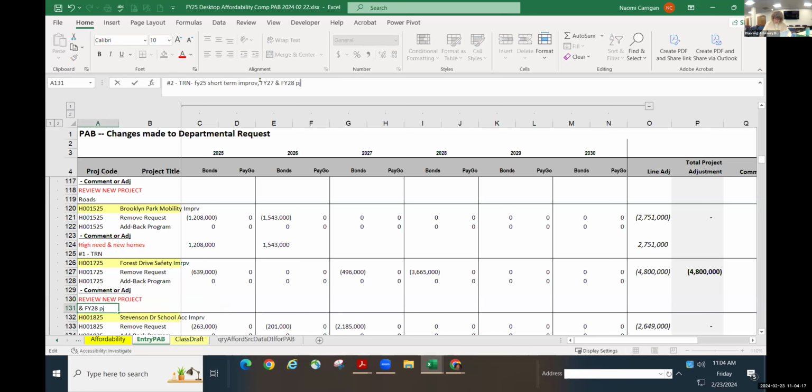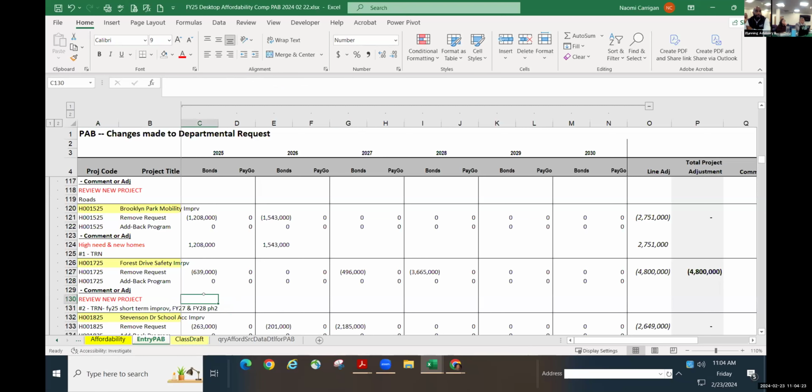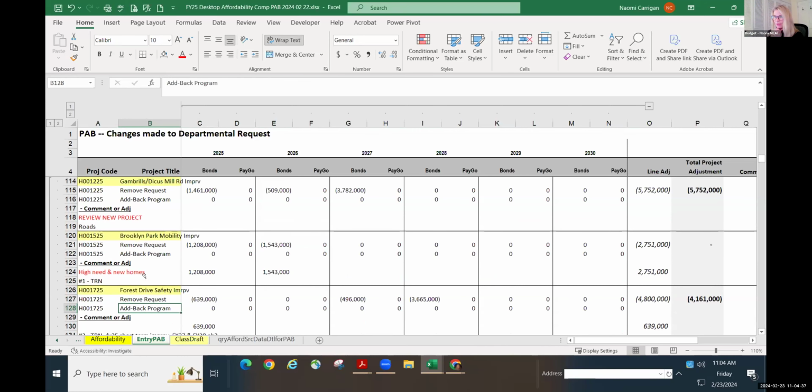We'll keep short term in. I think at the least we keep short term. So add back short term, please, Naomi. And then Brooklyn Park as well, right? You got that? Okay, sorry. That's okay. It's always good to double check.